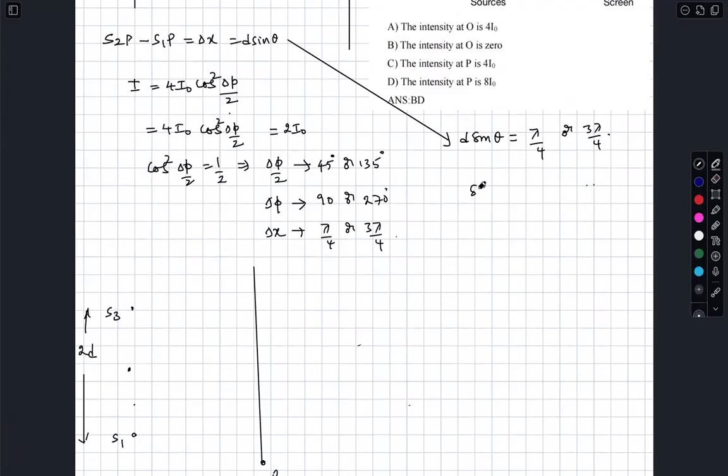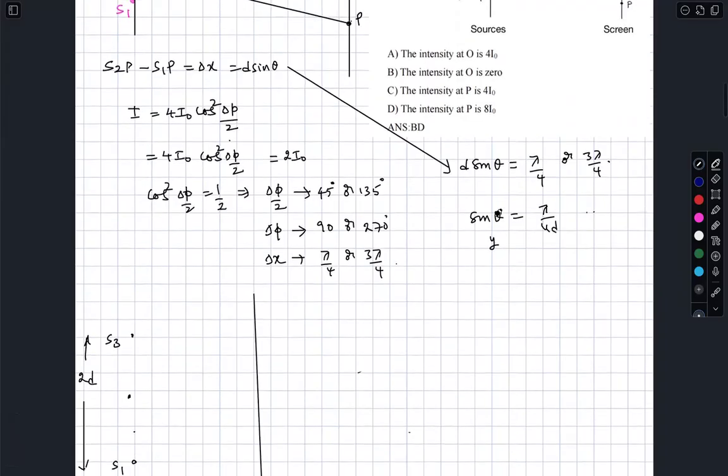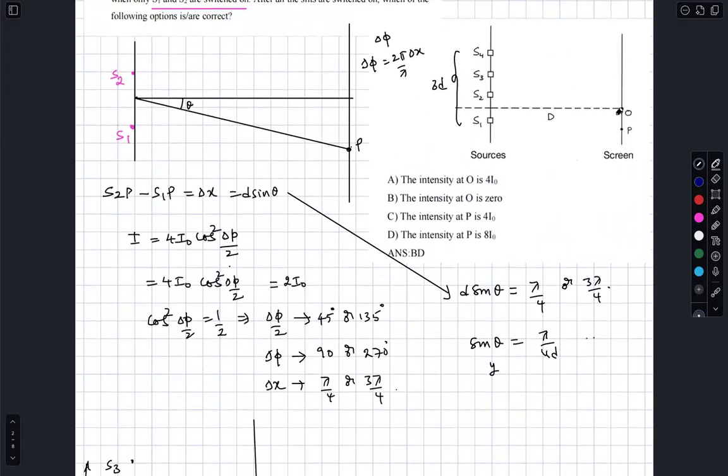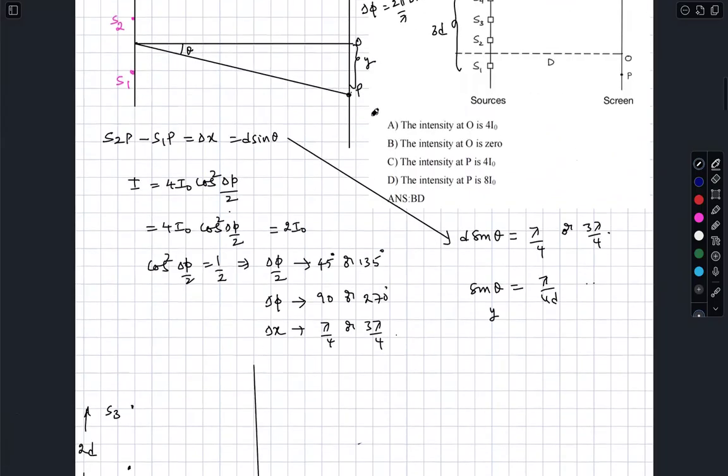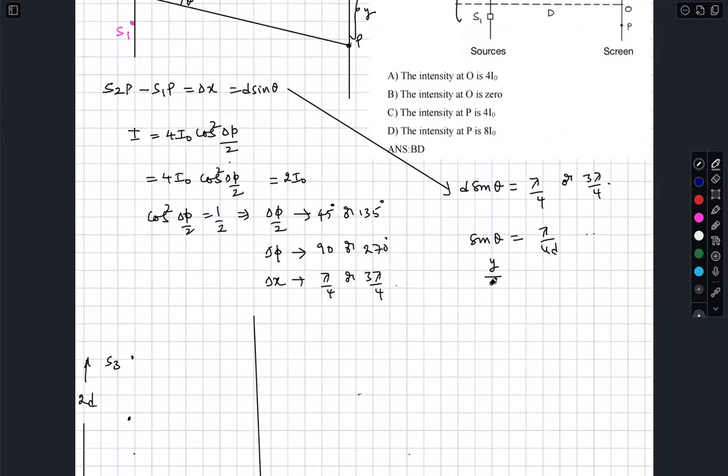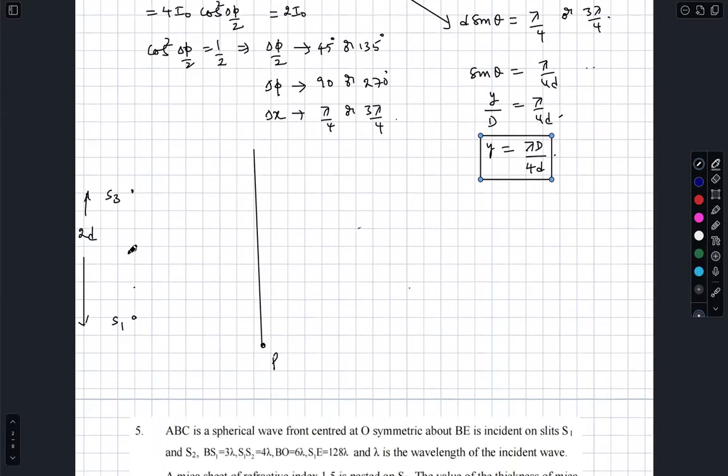In this case, let us take sine theta as lambda by 4d, and sine theta is y by capital D, where I'm assuming y is measured from O. So y by capital D is lambda by 4d. Y is lambda capital D by 4d. That is the location of the y. First, that is important.